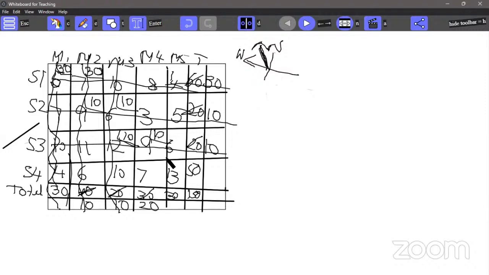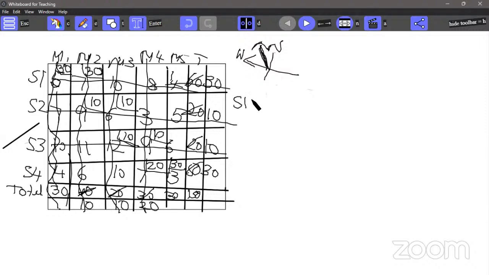S4, M4, 20. Very good. So which demand got fulfilled or supply got over? M4's demand got fulfilled. Strike it off. Now, how much supply is left over here? 30. So can't I supply from S4 to M5 30 units? Yes, I can. See now, all the demands are met, all the supplies are exhausted, isn't it? You can quickly write down the feasible solution.